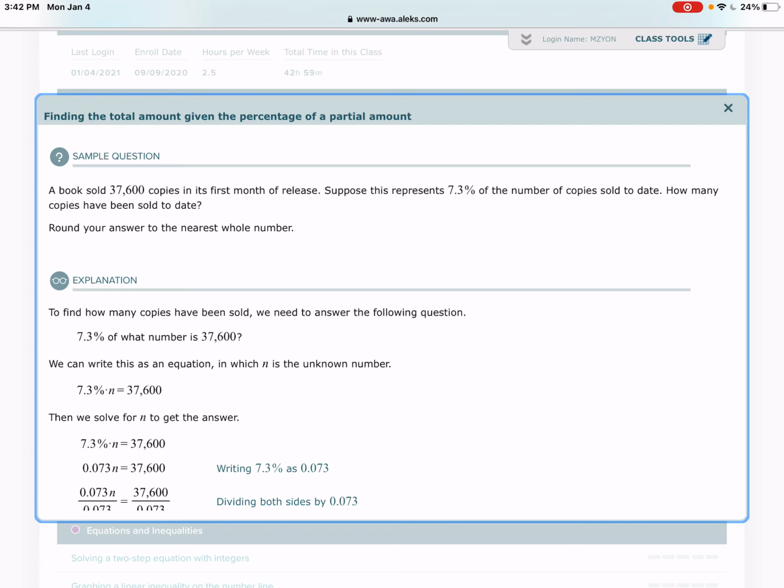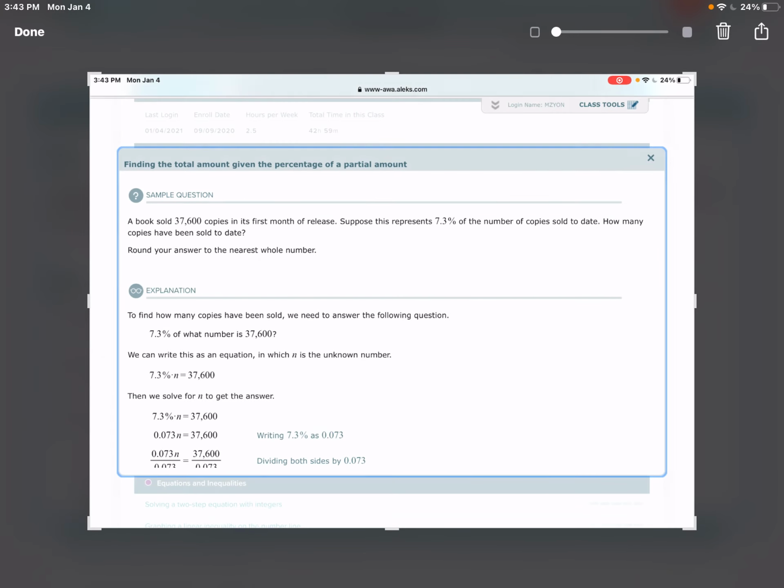Suppose this represents 7.3% of the number of copies sold to date. So in the first month, they sold 7.3% of all the books that they've sold so far. How many copies have been sold to date? So we want to know the total number of copies sold to date, and we know that 7.3% of that number is 37,600. And so I would start to just write that down.